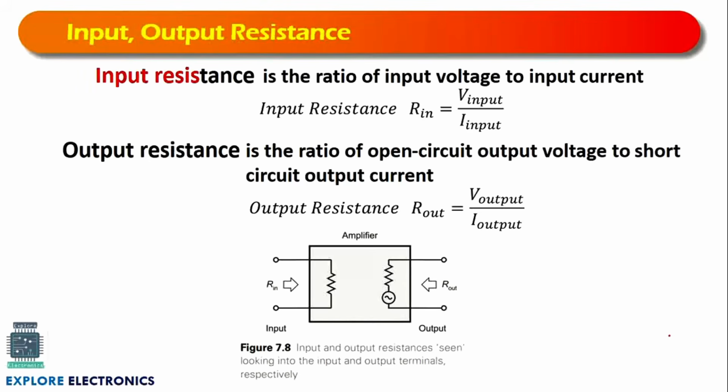Similarly, output resistance. Output resistance is the ratio of open circuit output voltage to the short circuit output current. Here you can observe in the diagram, Rin and Rout are shown with some internal circuitry of the amplifier.